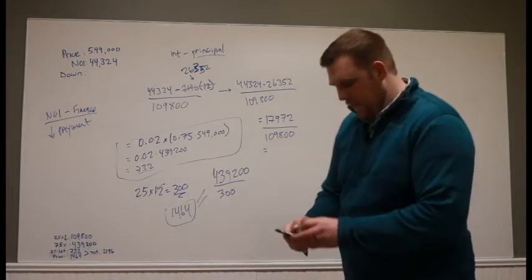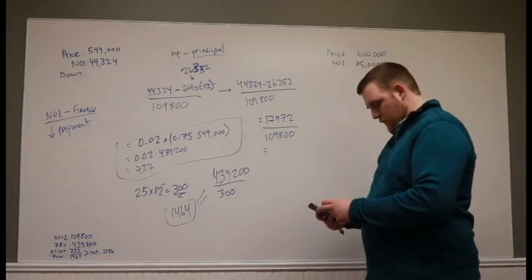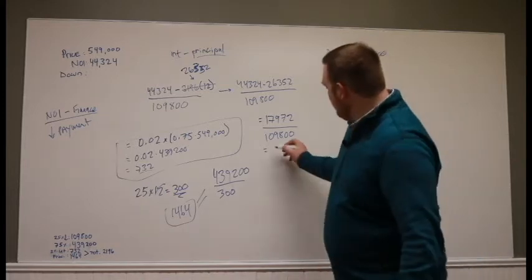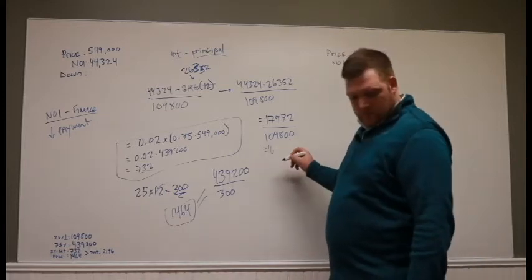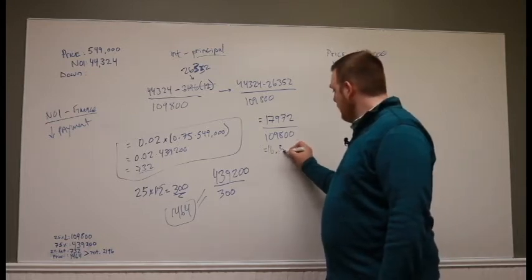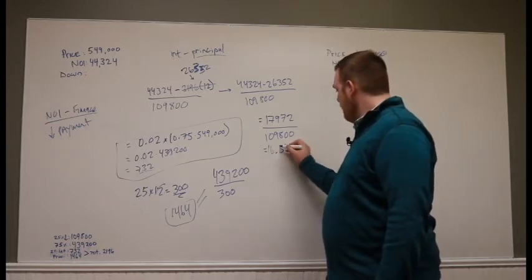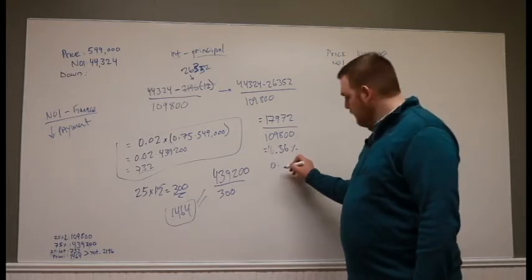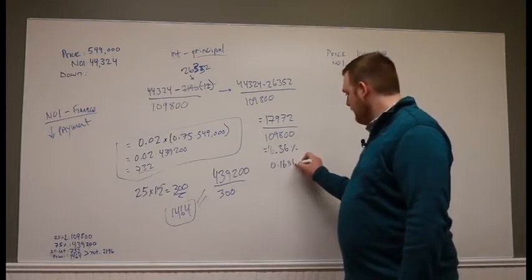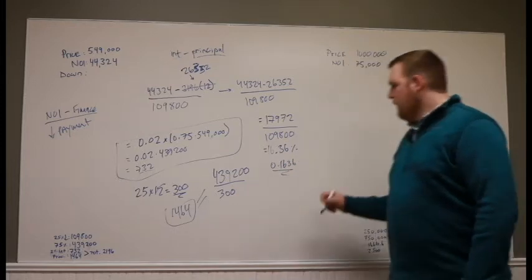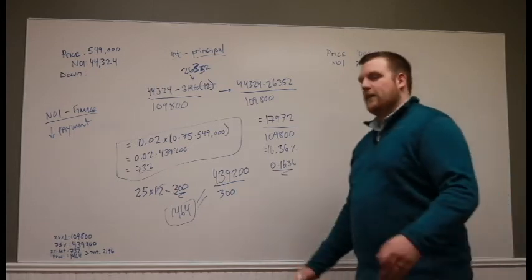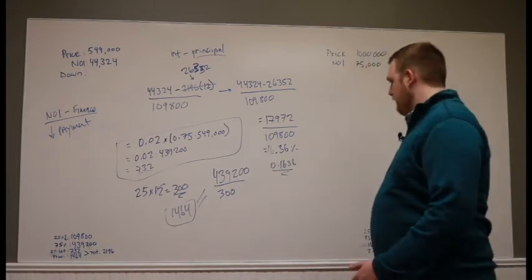So if we do that, 17,972 divided by 109,800, we get 16.36%. Your calculator might say 0.1636, and that's right. That's what it should say. But I'm just moving over the decimal place two spaces to make it into a percent. You can watch some of my other videos for an explanation on that.